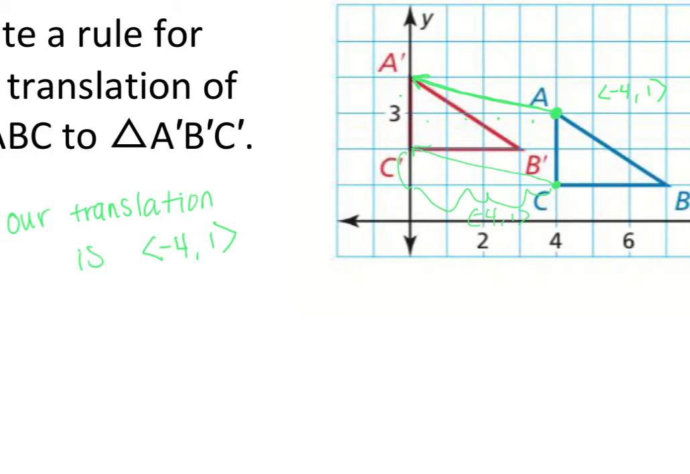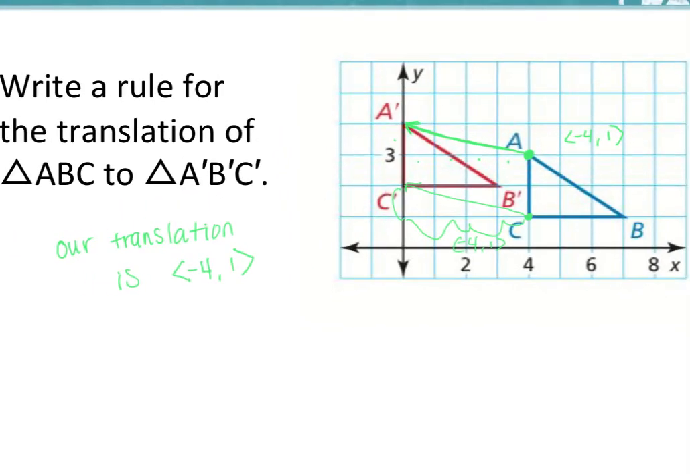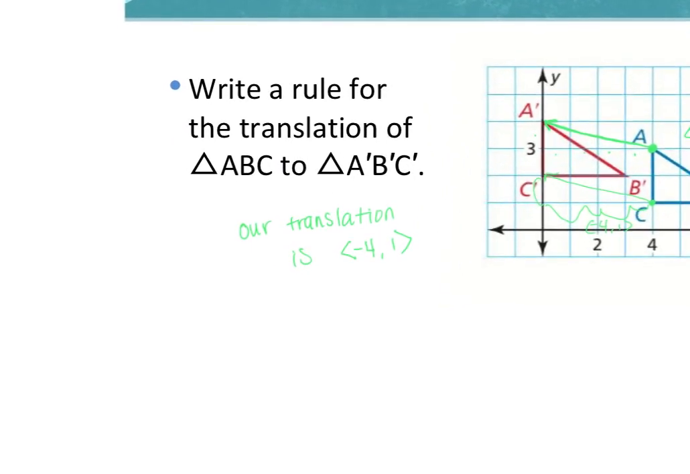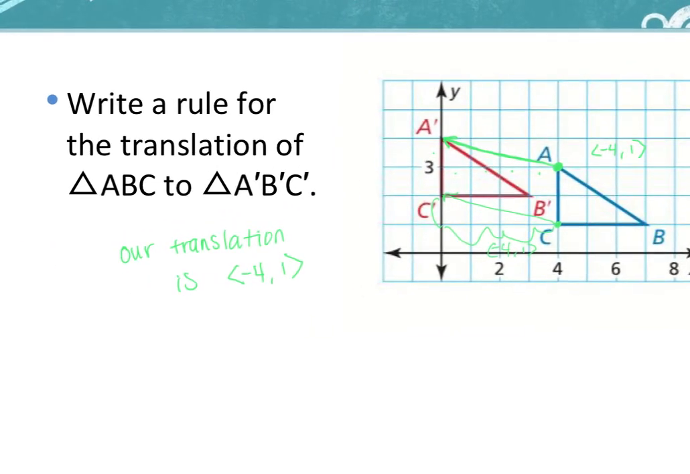C is the same. Okay? And B prime would be the same as well. All right, but in reality, guys, again, with translations, you're not moving the points different amounts. You're moving everything. You're shifting the entire image the same amount. So if you just found 1 point, you'd be good to go. It's always good to check, though, if you did it right.